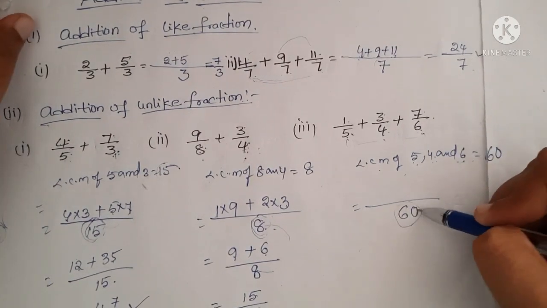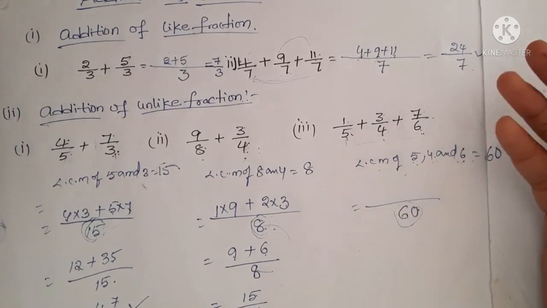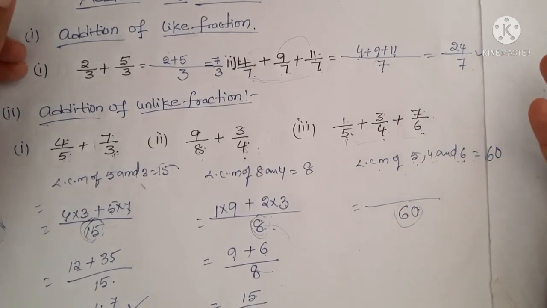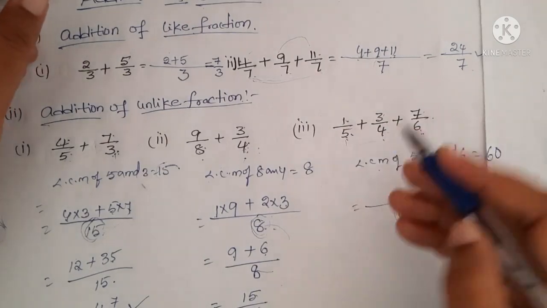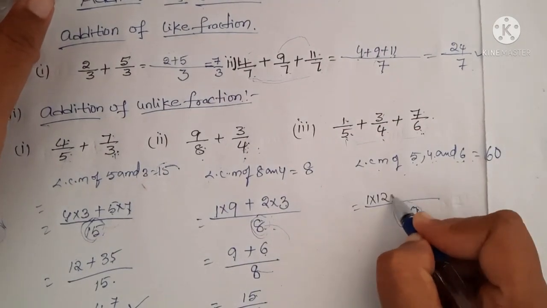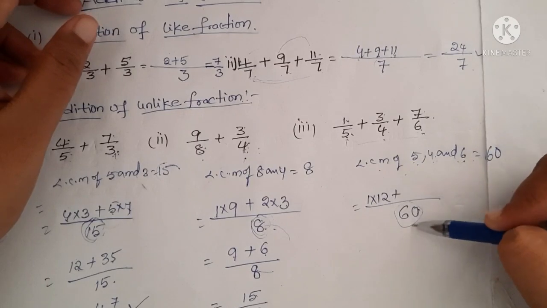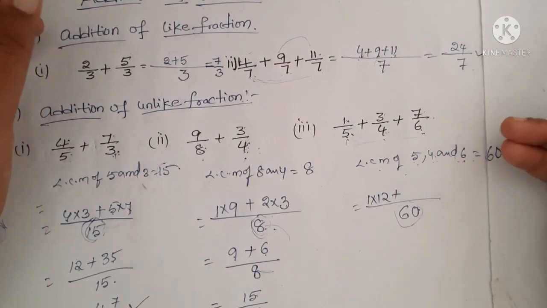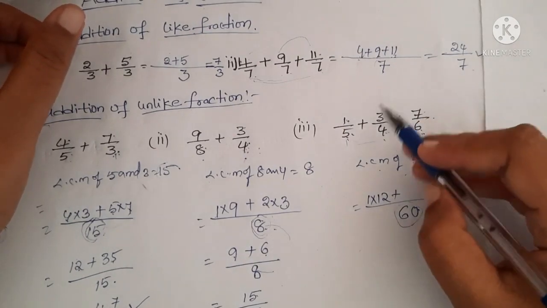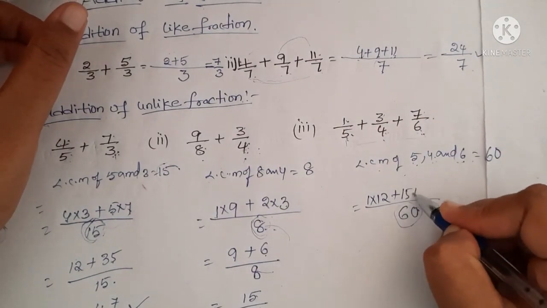Now 60 is divided by 5. What we will get? 5 12s are 60. So we will get 12. 12 is multiplied with 1. See here 1 into 12. And next again 60 is divided by 4. What we will get? 4 15s are 60. So 15 is multiplied with 3. Right here 15 into 3.